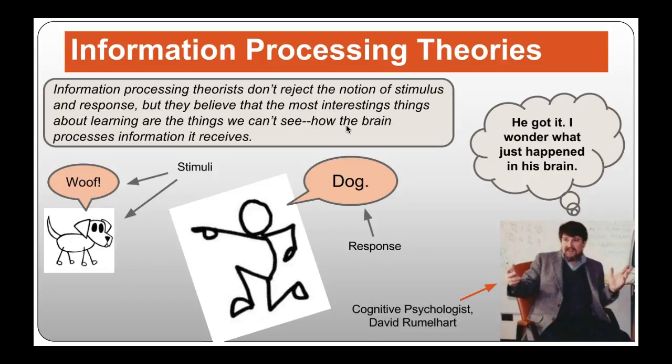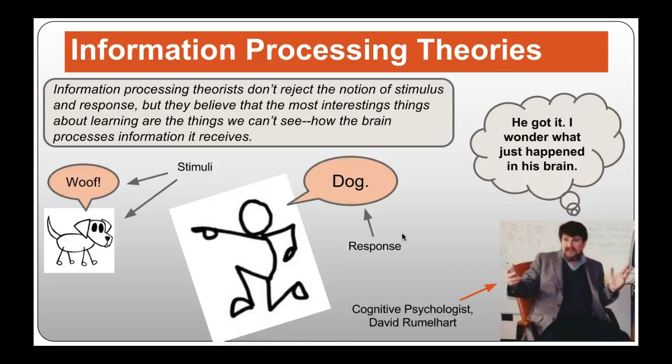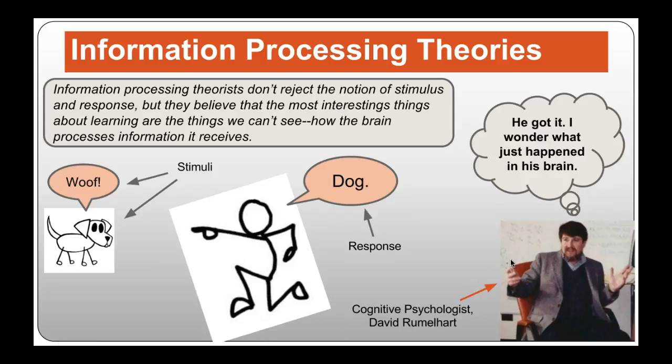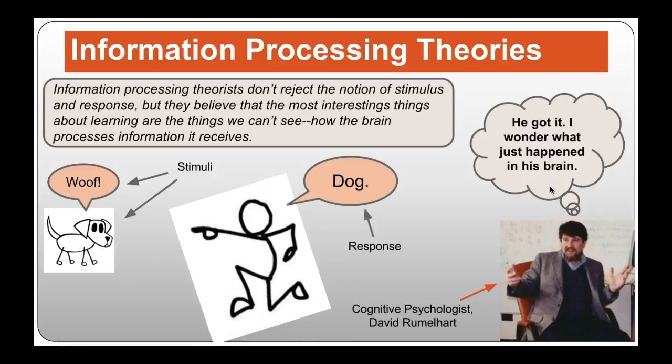They're interested in how the brain processes the information that it receives, right? So you've got this boy, you've got the dog, this is woof, stimuli, and the boy says dog. That's his response. Okay, cool. But the cognitive psychologist, right? And in this case, we have David Rumelhart, very well known in the field of cognitive psychology and reading. David Rumelhart would say, yeah, he got it. I wonder what just happened in his brain. And David Rumelhart is very famous. You'll read about this in chapter 2.